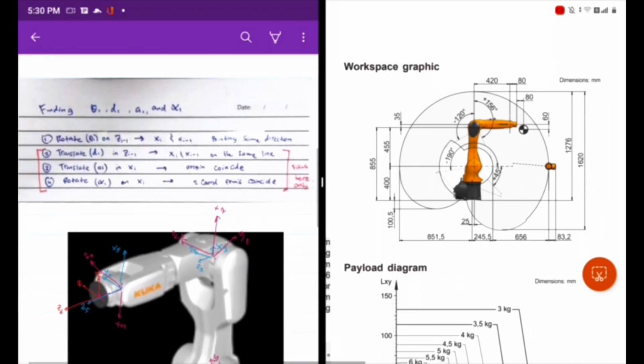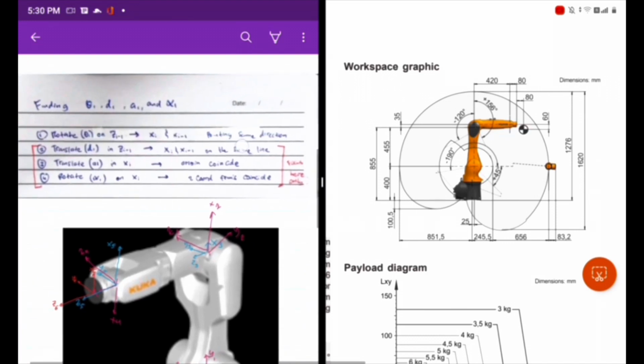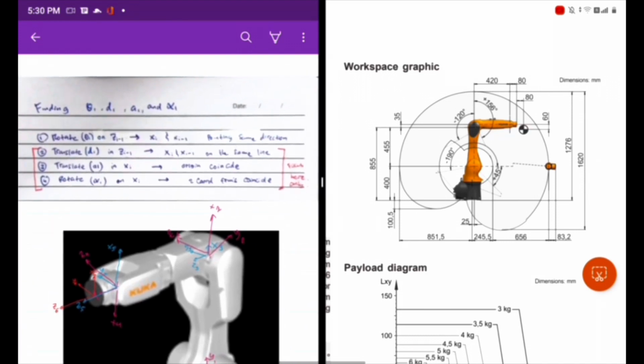Here are the rules to find the DH parameters. Firstly is theta. Theta is the rotation about the previous z-axis until the current x-axis and the previous x-axis point in the same direction. And it is just a variable.